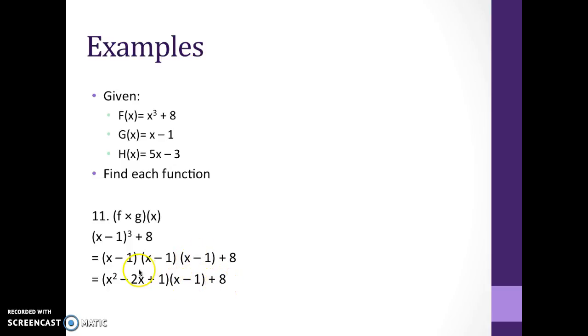Next, we keep foiling: x squared times x, x squared times negative 1, negative 2x times x, negative 2x times negative 1, and then 1 times x, 1 times negative 1, plus 8. So we are left with x cubed minus x squared minus 2x squared plus 2x plus x minus 1 plus 8. Now we need to combine like terms. When we do that, we get x cubed minus 3x squared plus 3x plus 7. So go ahead and pause the video and work through that on your own.